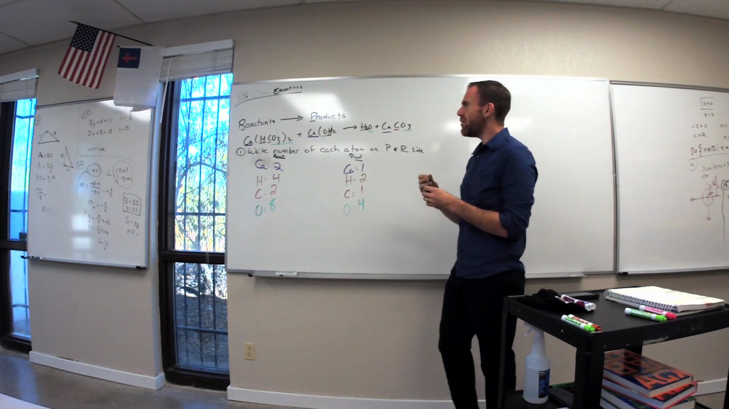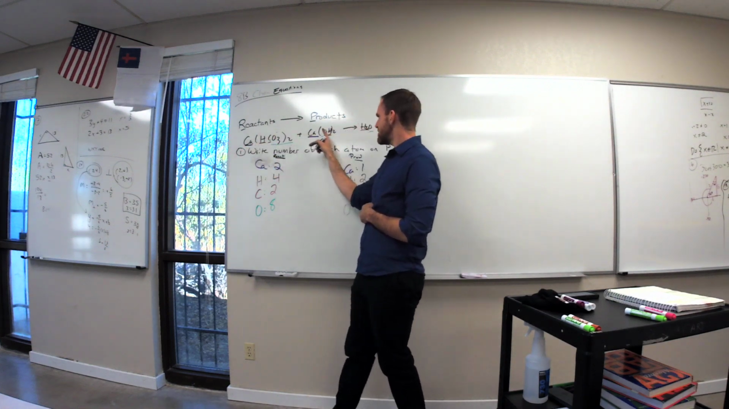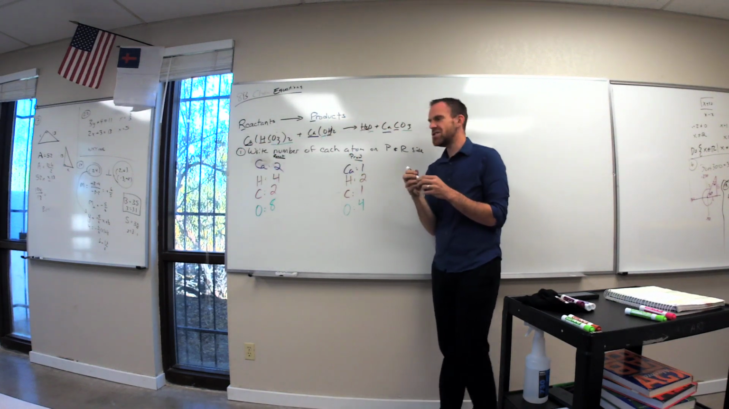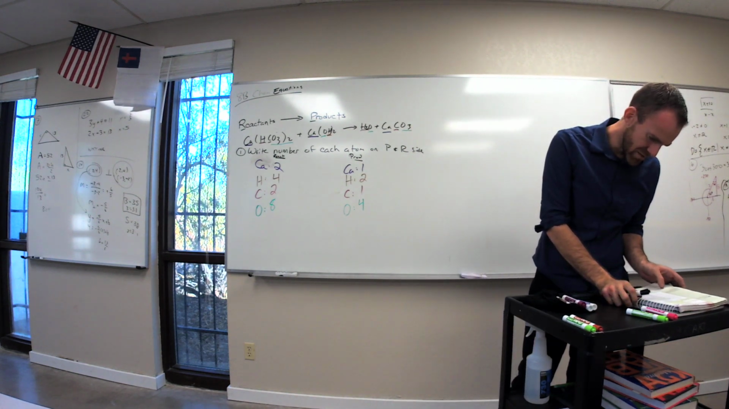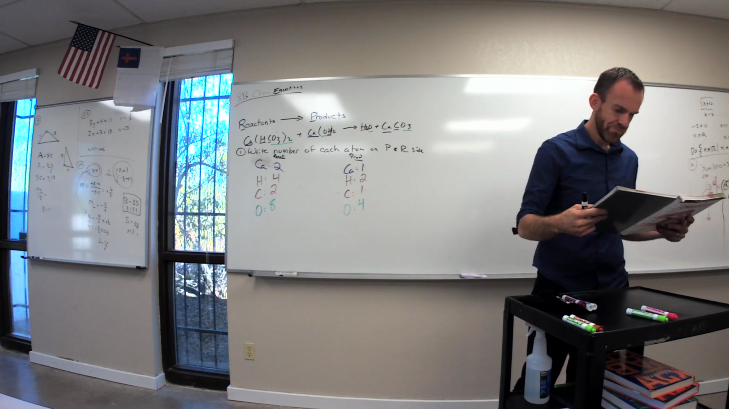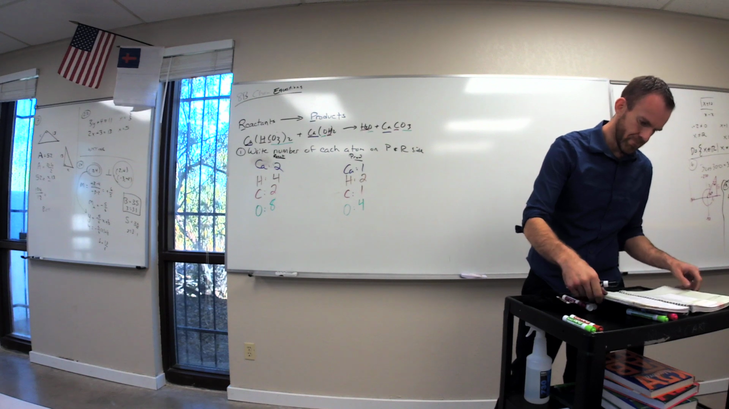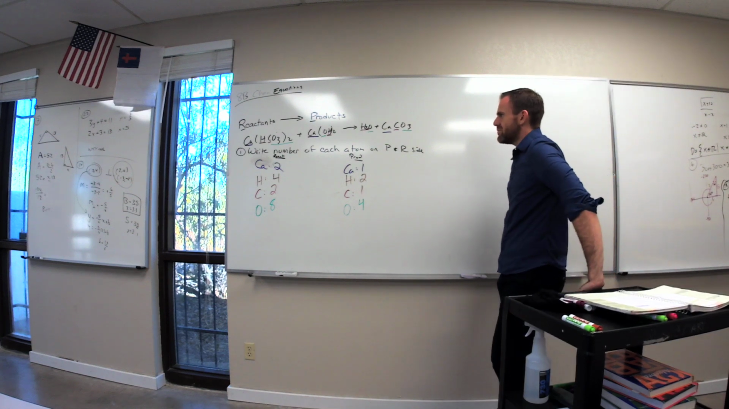Okay, now, how do I balance this? Well, I am going to put numbers in front of these to determine how many of each molecule I want to have. Now, there's an easy way to do it and a difficult way to do this. Okay. Let's try it the difficult way. Let's just eyeball.